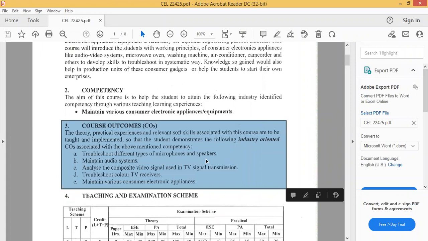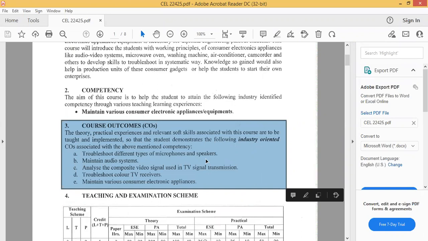Then unit number 5 is maintain various consumer electronic appliances. This is the vast unit number 5. Here you have to learn other consumer appliances, which you see in your daily life, like your photocopy machine. Photocopy machine, generally you call it as Xerox machine. Actually, Xerox was the first company who invented the photocopy machine. That's why generally we call it as Xerox machine. Actually, it is not Xerox. Xerox was the inventing company name, but that device is known as photocopy machine.